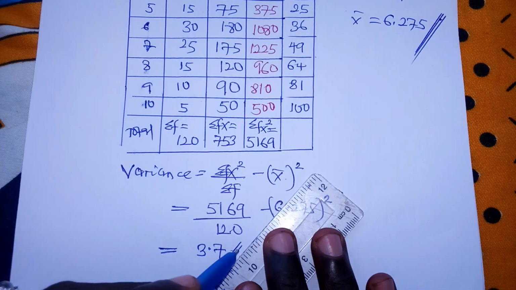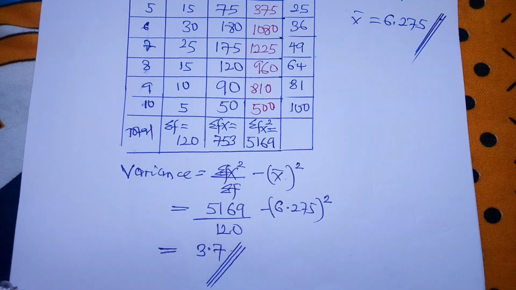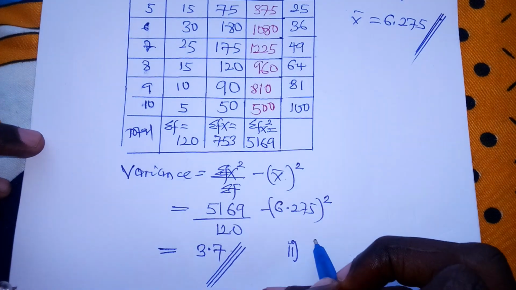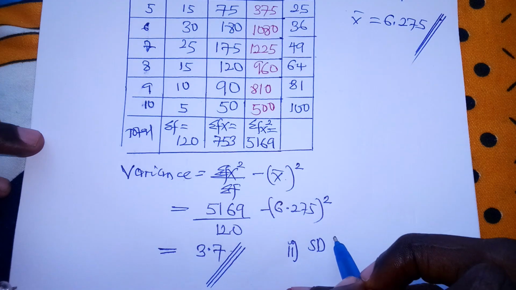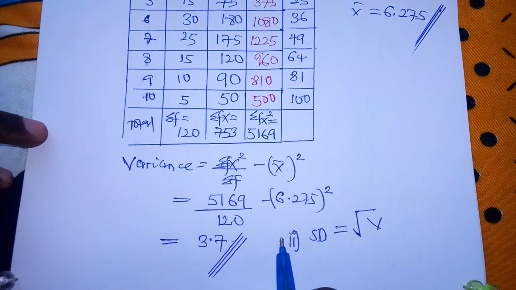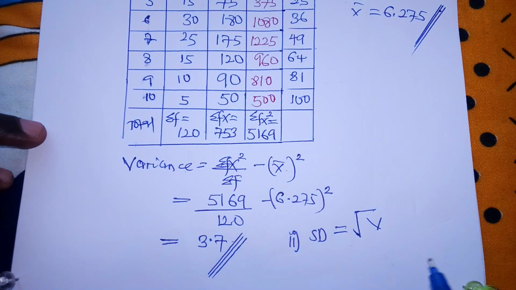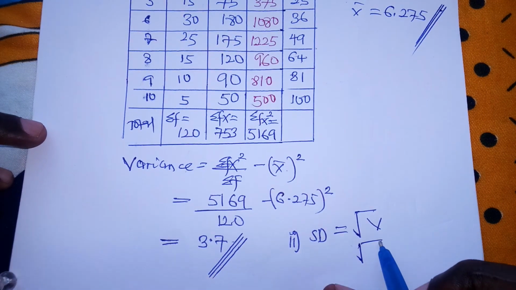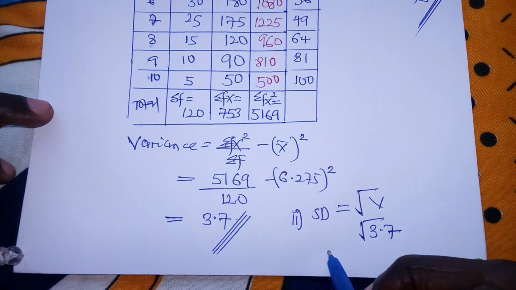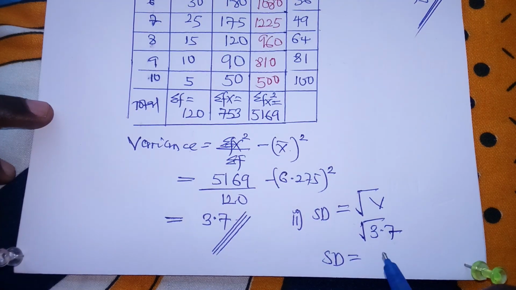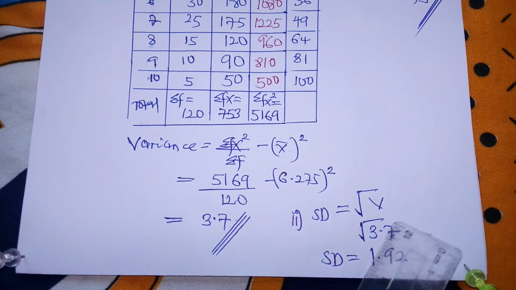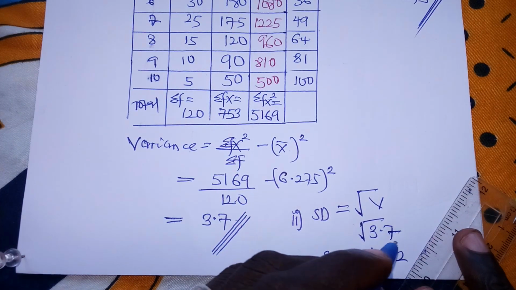Then Roman 2, we want to find the standard deviation. But we know standard deviation is equal to the square root of the variance. Then what is the variance? We know variance is given as 3.7. Then this becomes the square root of 3.7, giving you 1.92 approximately. So this is the standard deviation that we have to find in respect to the problem that we are given.